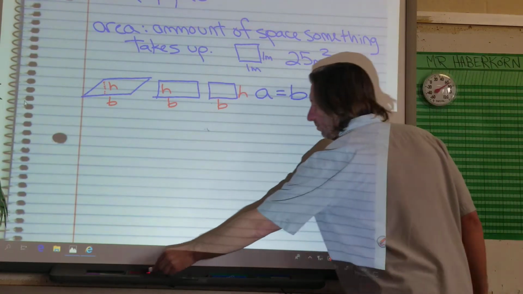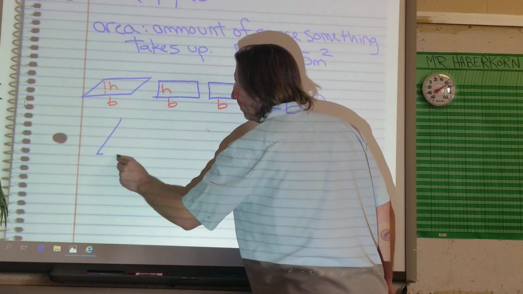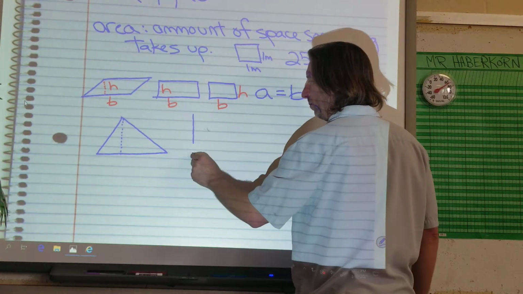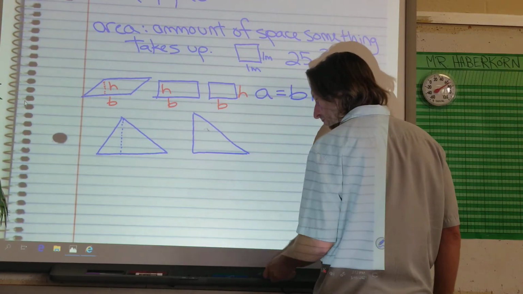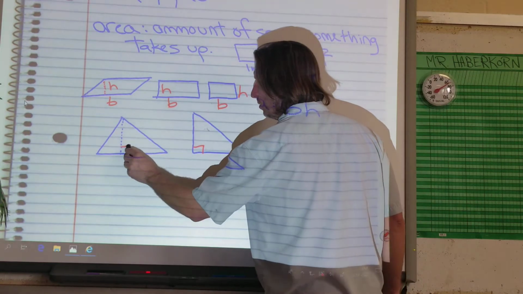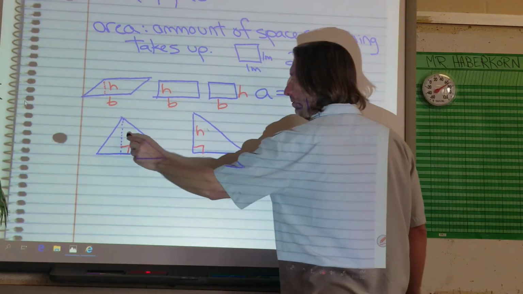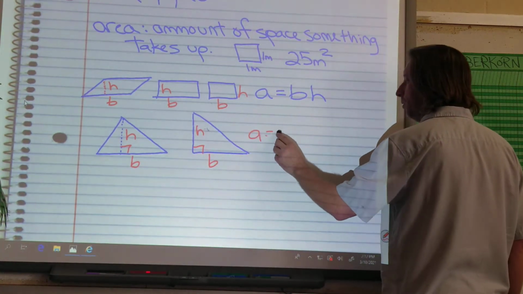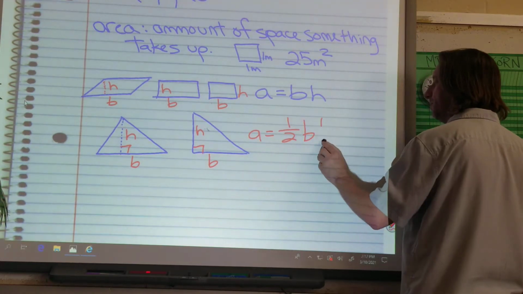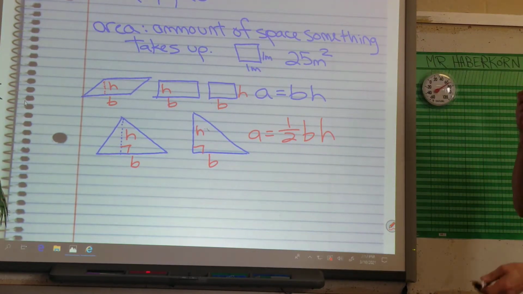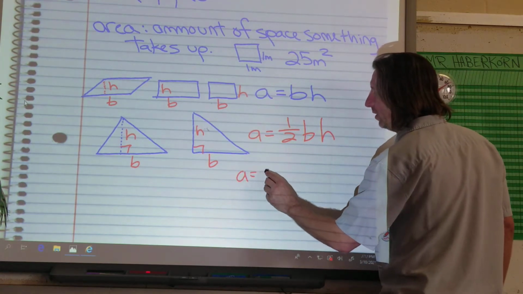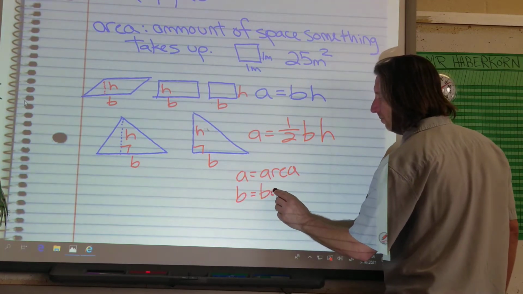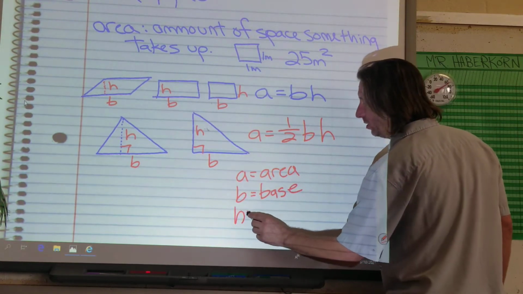And then we had triangles. There's two different kinds of triangles. This one's a right triangle, and this one's just a normal triangle. And this would be your height. This would be your base. And for triangles, it was area equals 1/2 of the base times the height. All right, so our A stands for area. Our B stands for base. Our H stands for height.